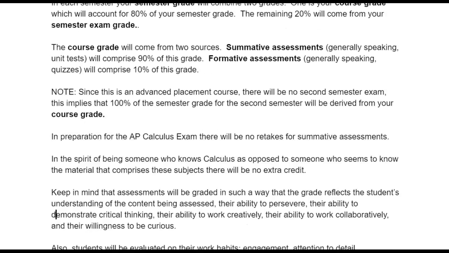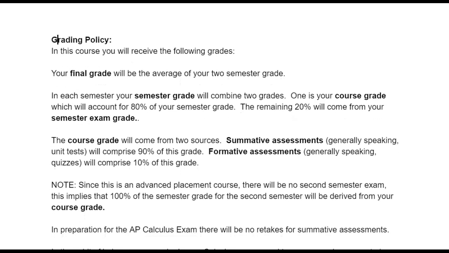All right, grading policy. You get a final grade, which is an average of your 2 semester grades. Each semester grade will combine 2 grades. One is your course grade, which is 80% of the semester grade, and the remaining 20% comes from the semester exam. The course grade itself comes 90% from your summative assessments, which are your unit tests, and 10% from the formative assessments, which can be quizzes, classwork, things like that.